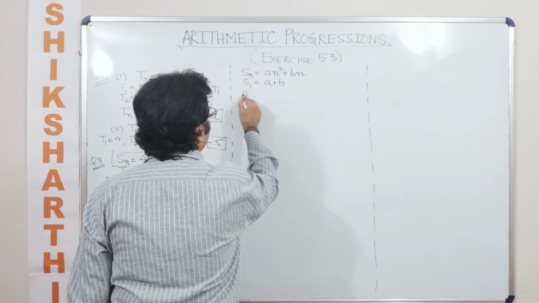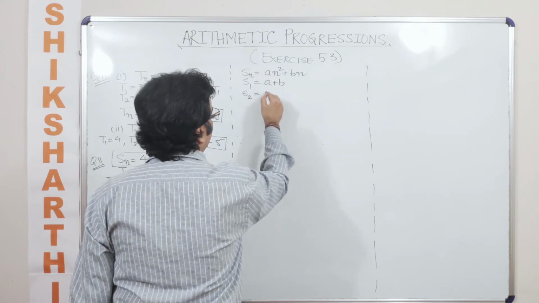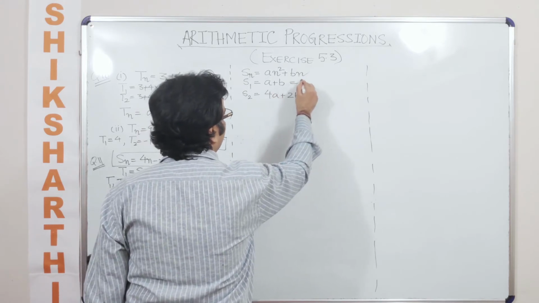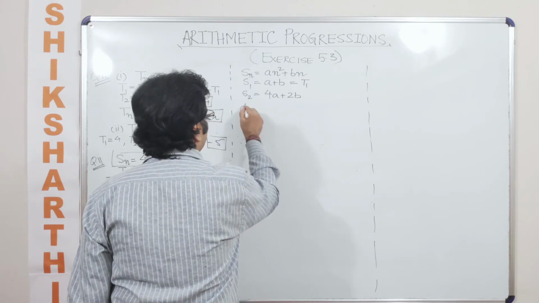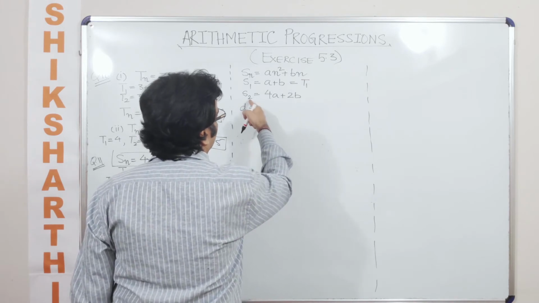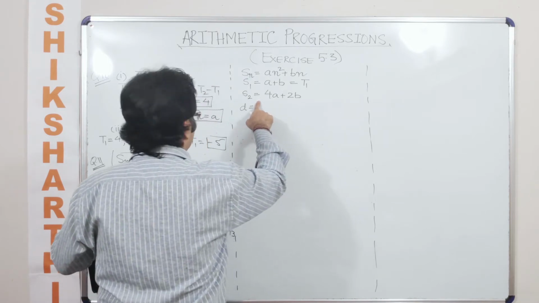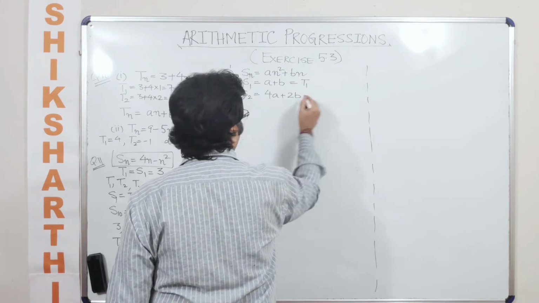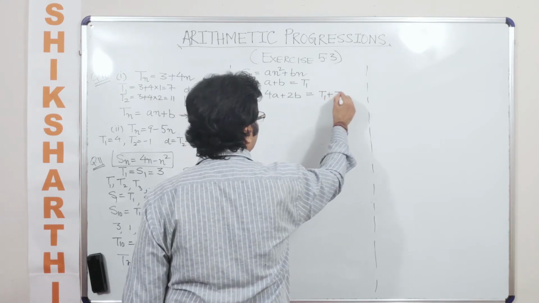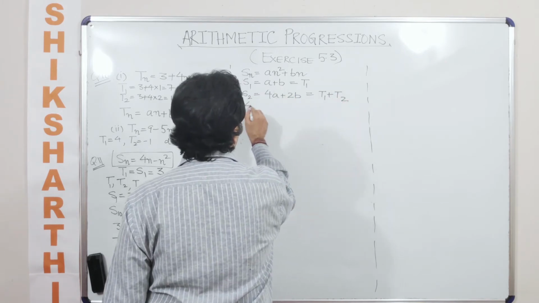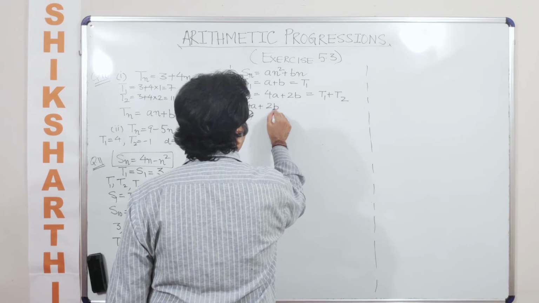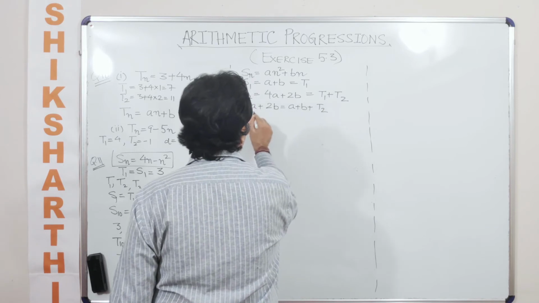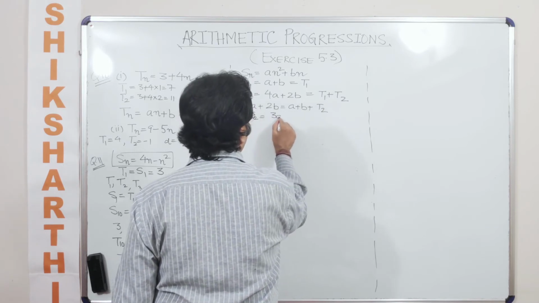Can I get the second term from here? Let's see. The sum for first two terms would be how much? 4a plus 2b. So how do I get the common difference? Let's first find out the second term. The sum of two terms is nothing but the first term plus the second term. You already have the first term, so can I say 4a plus 2b will be equal to a plus b plus t2? So can I get the second term from here? Yes, the second term would be 3a plus b.